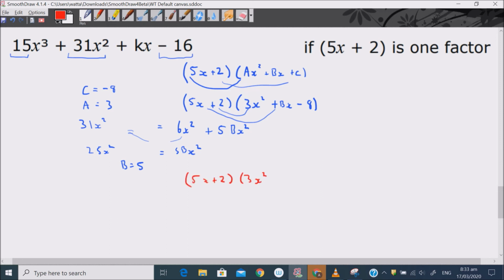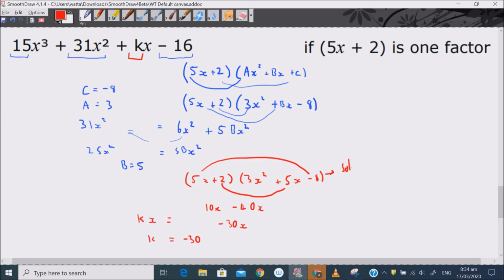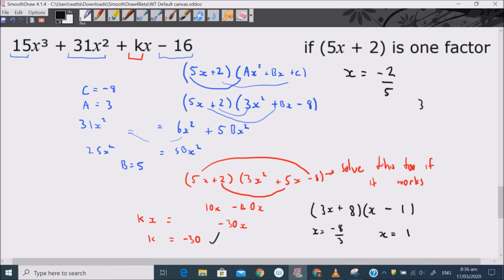So here's my cubic again, and I've managed to find out what b is. Now I just need to expand this out to get the linear term, and that will tell me my k has to equal negative 30. So now I just need to solve that. I found my missing coefficient. I just need to solve it, if it's possible. Sometimes it won't be. Sometimes it won't give us real roots. This one will work. So x is going to equal those two values or the one we were given. And that's it, 3 roots.